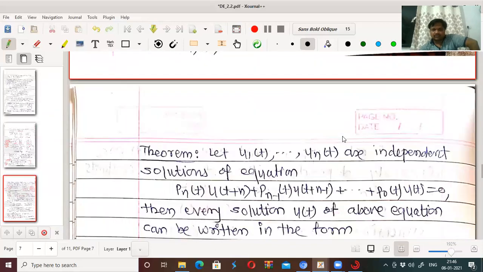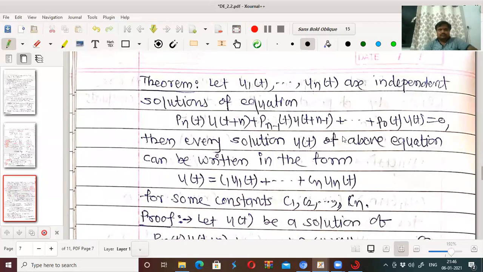So the result holds there. Okay. Now, the next result, which is again parallel to a result in differential equations. Let u1(t) up to un(t) be independent solutions of the equation p_n(t) u(t+n) + p_{n-1}(t) u(t+n-1) + up to p_0(t) u(t) = 0.